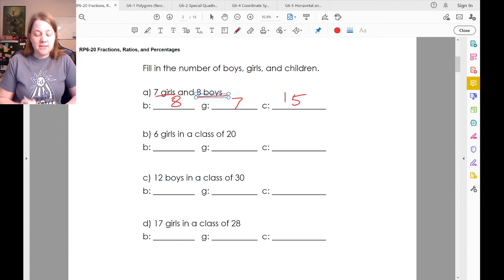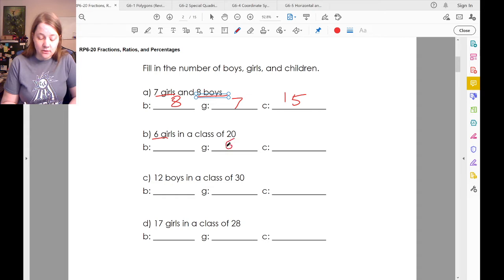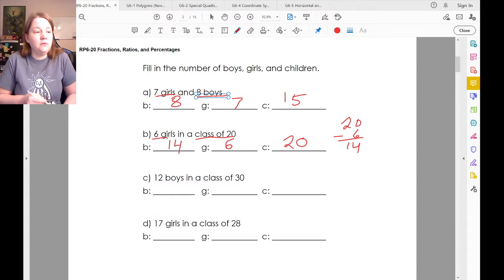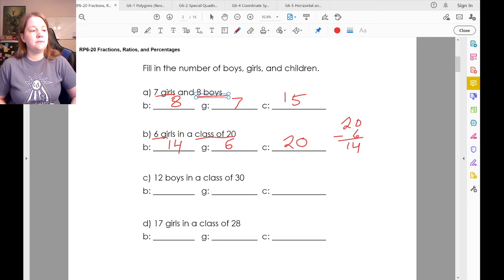What about if there are 6 girls in a class of 20? Well, then I know that there are 6 girls, and I know that there are a class of 20, which tells me 20 students. Now, if girls plus boys equals the class, then we know that there are 20 students, take away the number of girls, which would leave 14 boys.